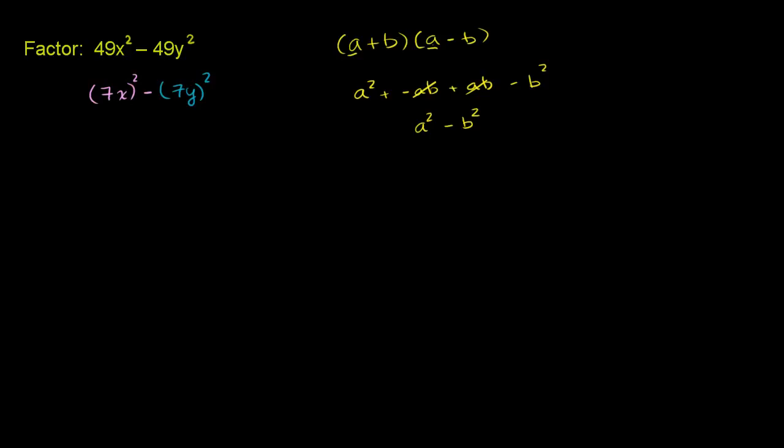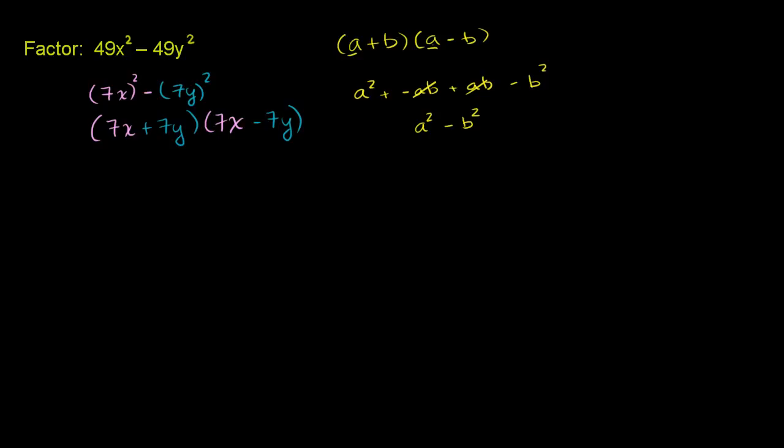So if you wanted to factor this, you would just use this pattern that we just derived, you would say that this is the same thing as 7x plus 7y times 7x minus 7y. And you'd be done.